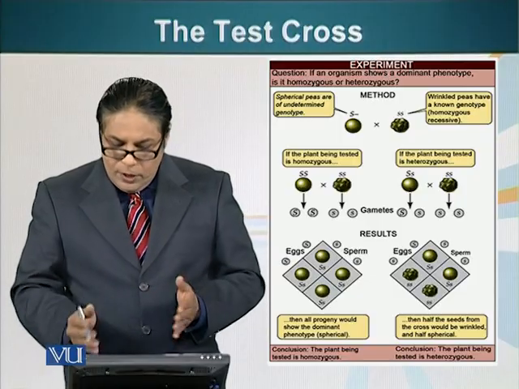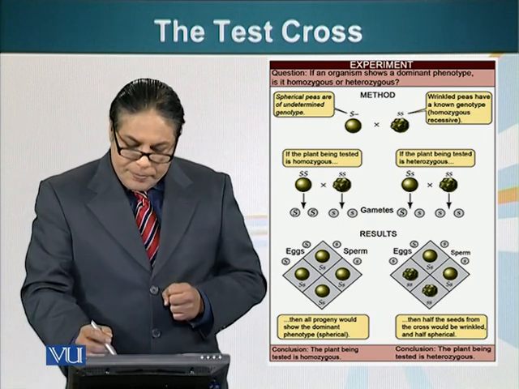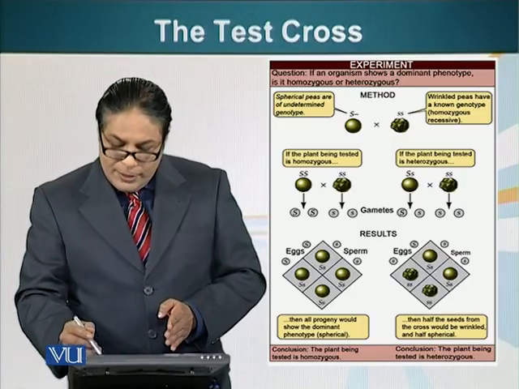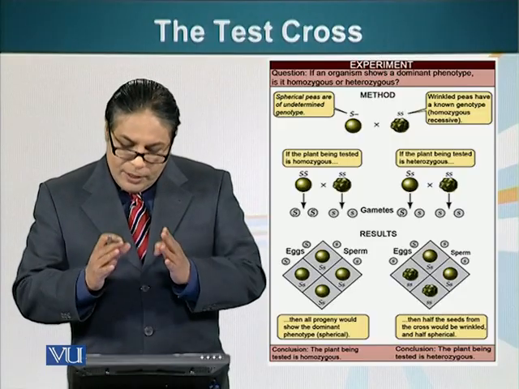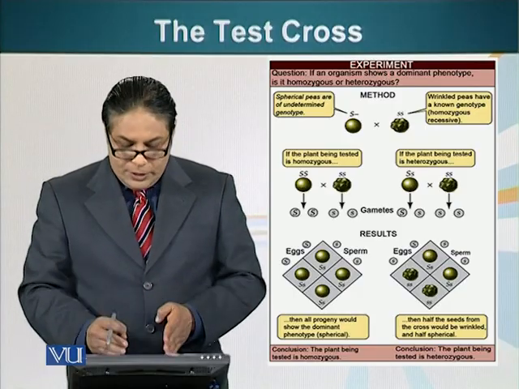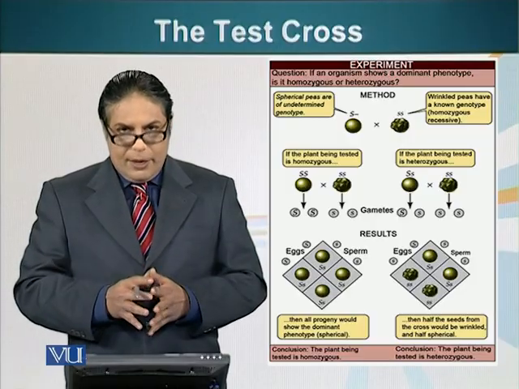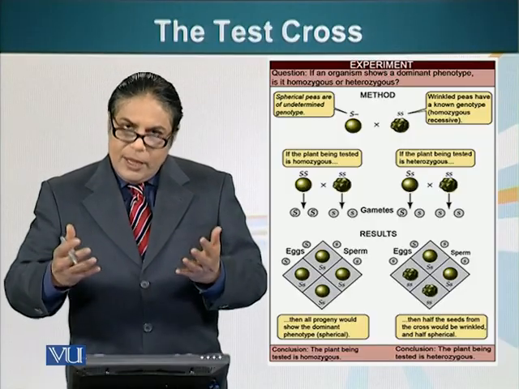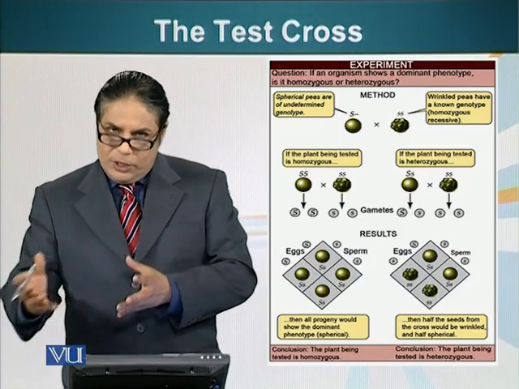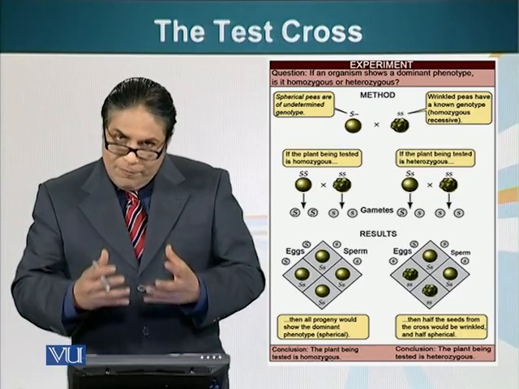So we can split it into two. We can do two experiments. If we cross this S question mark with small s small s, if the question mark is a capital S, then the result of this cross will produce all spherical seeds. None of them will be wrinkled because one of the parents only has capital S. It cannot contribute small s to the progeny. So all the progeny will have spherical seed.